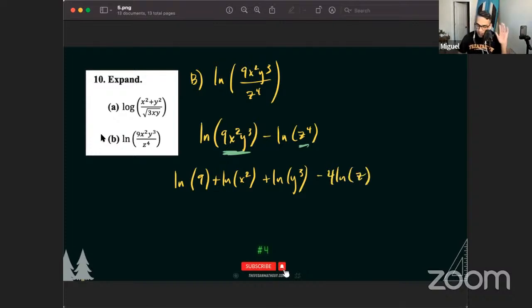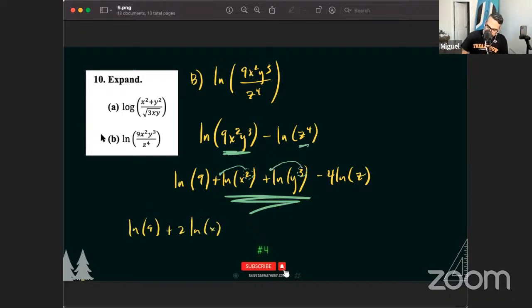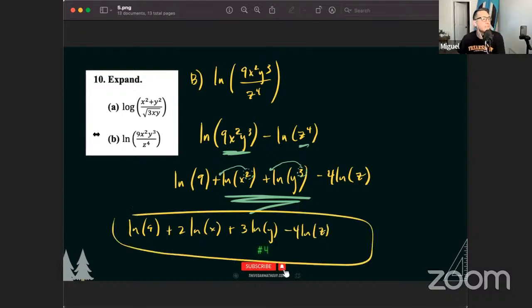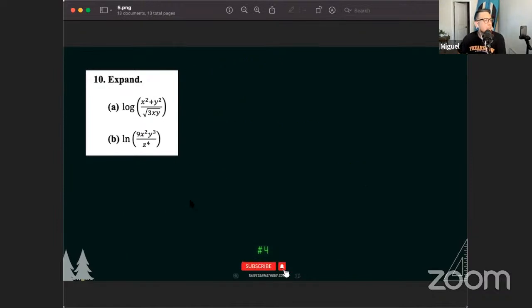But wait a minute, Miguel, what about these other two? You're absolutely right. The x squared and y cubed, those also have powers. So for each power, we can use the property of logarithms and put them on the outside. So then now we have natural log of 9 plus 2 natural log of x plus 3 natural log of y minus 4 natural log of z. There it is. There you have it, ladies and gentlemen. That is the expanded natural logarithm.